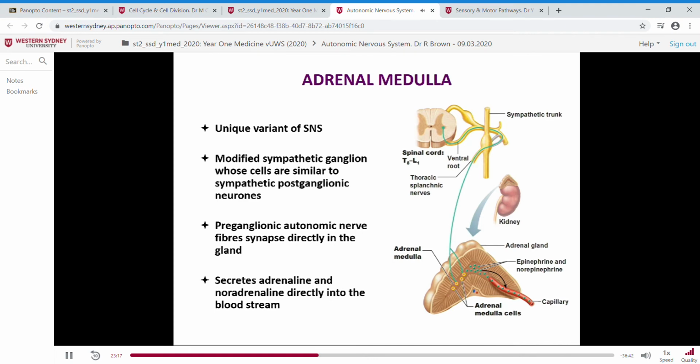So the adrenal medulla, which we mentioned, is a unique variant of the sympathetic nervous system. It's a modified sympathetic ganglion whose cells are similar to sympathetic postganglionic neurons. So it synapses within the adrenal medulla. The preganglionic autonomic nerve fibre synapses directly in the gland, and it secretes adrenaline and noradrenaline directly into the bloodstream. So here we come out of the central nervous system, through the white ramus, into the trunk, no synapsing, straight down through a splanchnic nerve here, into the adrenal medulla.